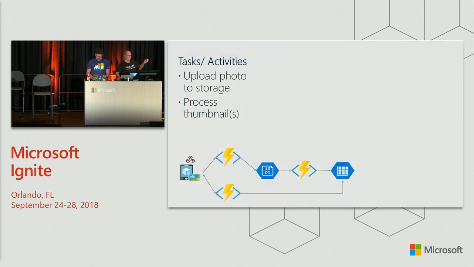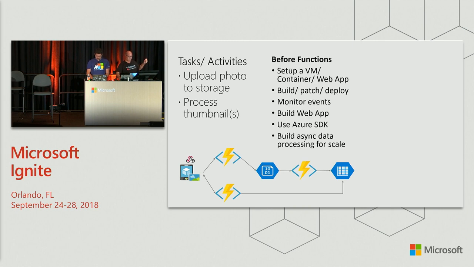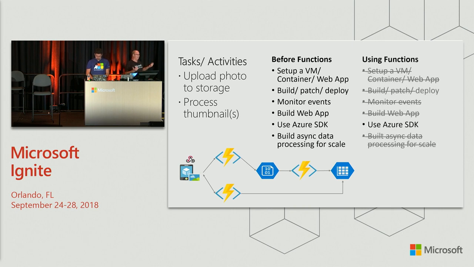So just to give you an example of the kinds of things that functions replace, what are they good for? This is a question I get asked all the time. Let's say you want to upload a photo to storage and you want to process a thumbnail of that photo to be displayed somewhere. Before functions, you basically just set up a VM or a container or a web app.